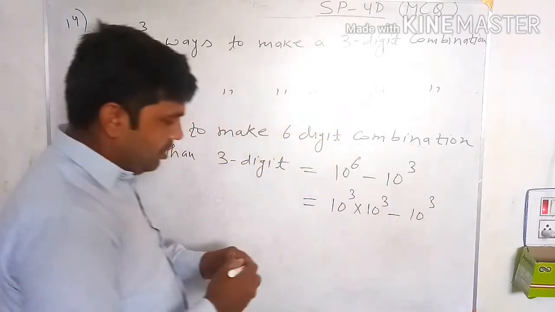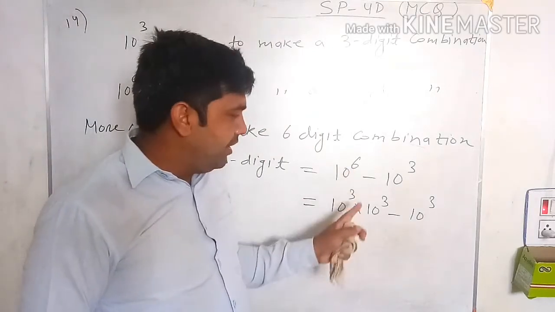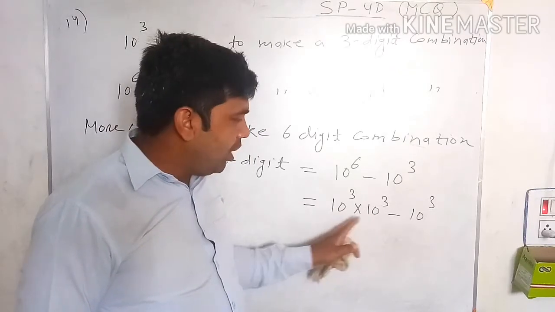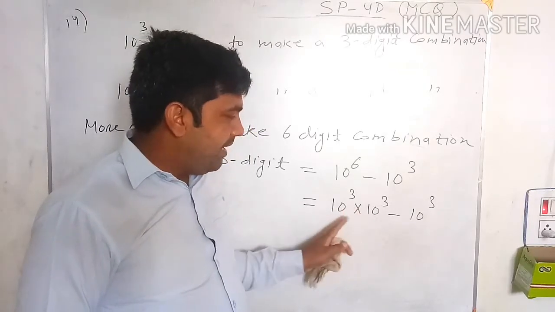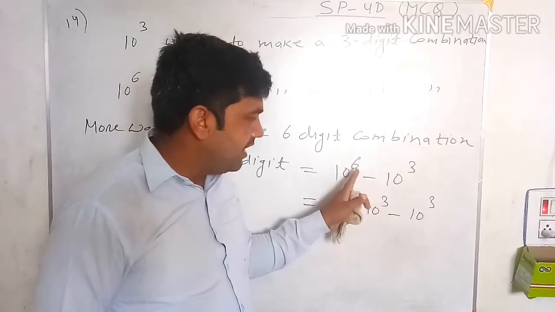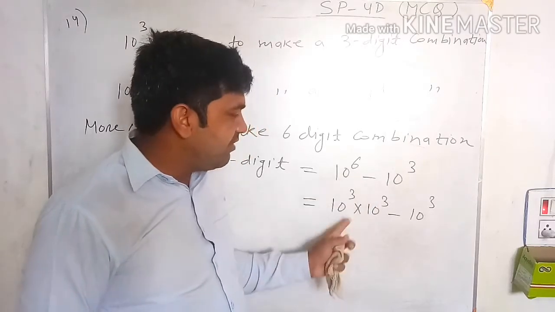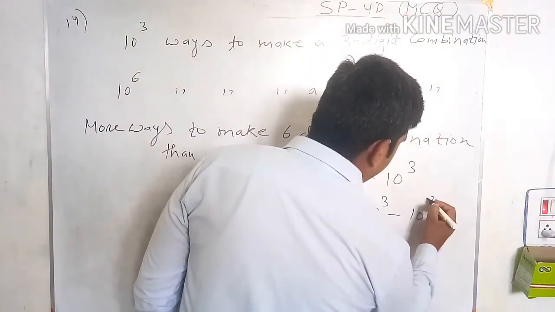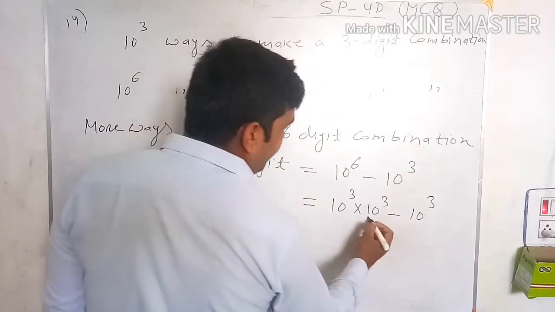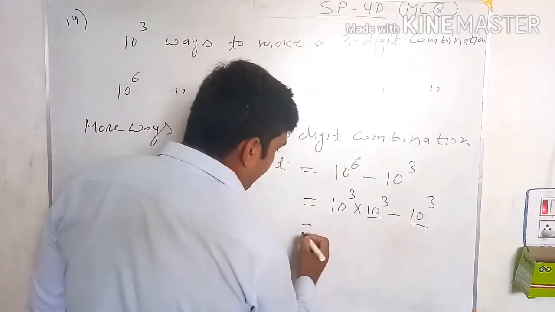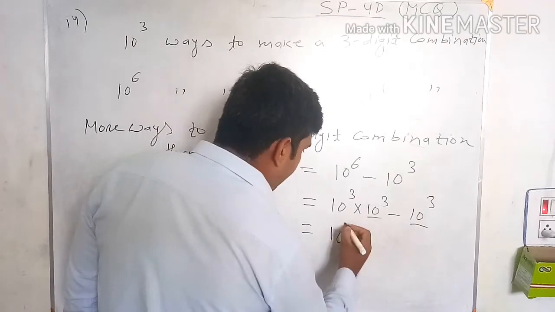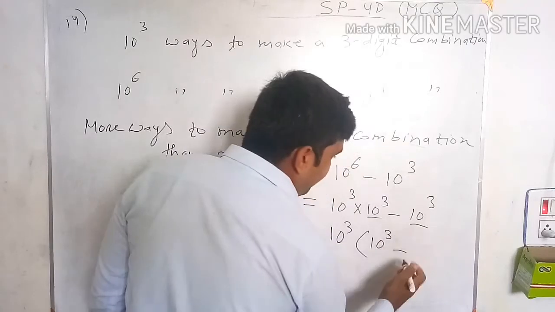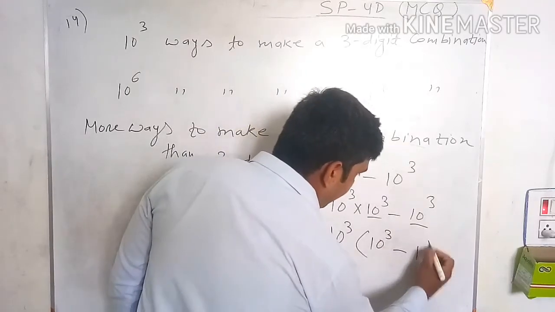See, the product law. You can split this power 6 into 3 and 3. The bases are the same and both are multiplied, and the product law of exponents says that if the bases are the same, the powers will be added. So 3 plus 3 gives you 6. So in place of 10 to the power 6, we write 10 to the power 3 multiplied by 10 to the power 3, and this minus 10 to the power 3. Now we take 10 to the power 3 common, meaning we take it out. When you take this 10 to the power 3 out, this 10 to the power 3 will remain and the other 10 to the power 3 will be cancelled by 1.